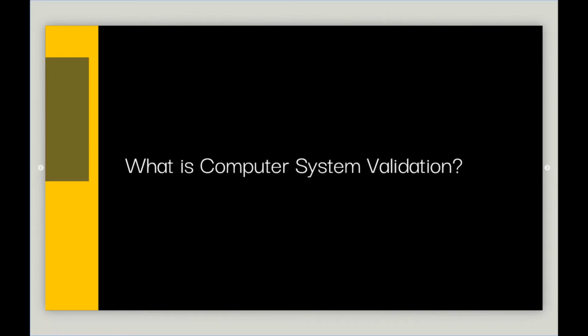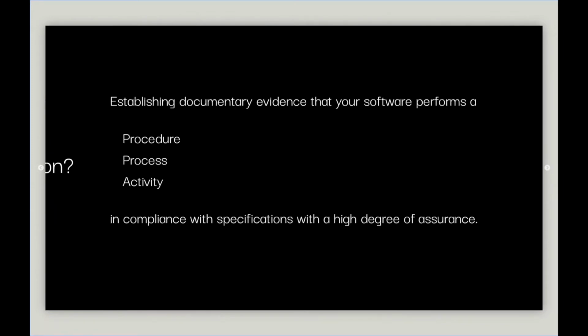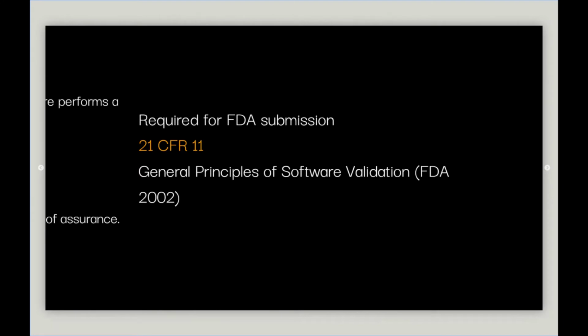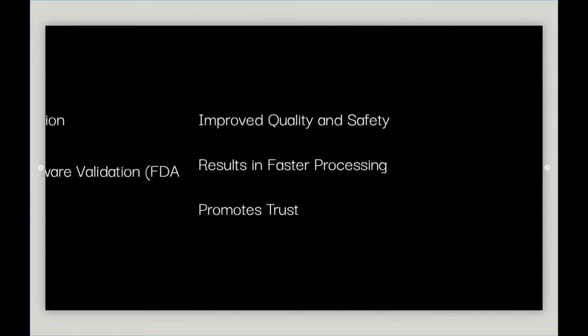So before we get started, what is computer system validation? So it's establishing evidence that your software performs some sort of procedure, process, or activity in compliance with the specifications you laid out. So in layman's terms, it is, does your software do what you say it does, and are you sure? So the reason we do validation, well, if you work in a regulatory environment such as I do in pharma, you're required for FDA submission. There's a 21 CFR 11, which is a common reference. And then also in 2002, the FDA put out a document called General Principles of Software Validation that gave us a better idea of what the FDA thinks of for validation.